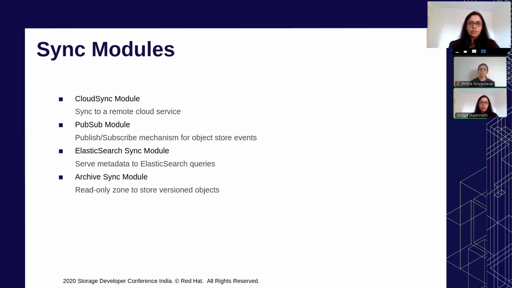With what we have in georeplication, we have built on top of it something called sync modules. This is, as I said, built on top of the multi-site replication framework that allows for forwarding data and metadata to a different external tier. A sync module allows for a set of actions to be performed whenever a data change occurs. So the first module is the Cloud Sync module, which basically syncs to a remote cloud service.